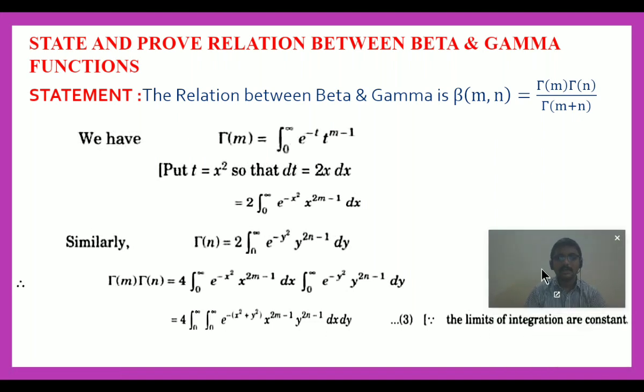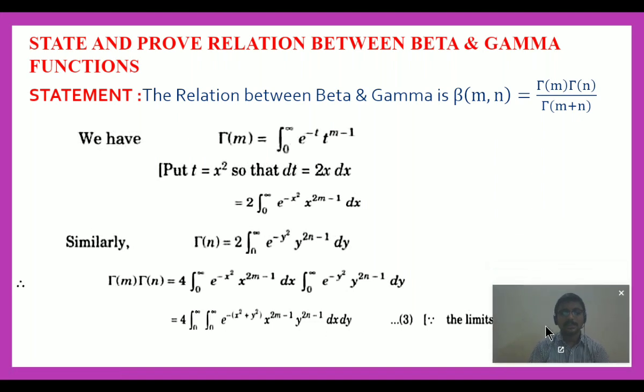Together, we have to take it as a double integral. Since the limits of the integration are constants, we can write it as the double integral, that is, 0 to infinity, e power minus of x square plus y square, x to the power of 2m minus 1, y to the power of 2n minus 1, dx dy. Let it be equation number 3.